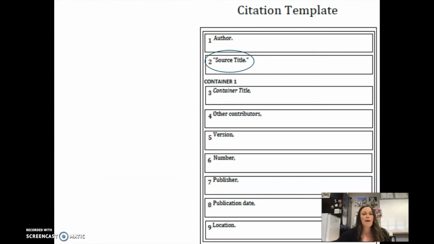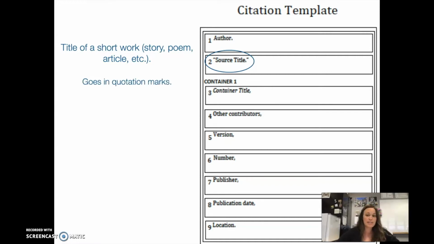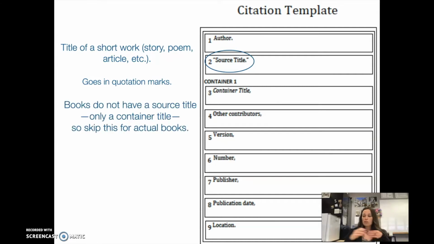The second thing you need to think about is the source title. The source title refers to the title of a short work, so something like a short story or a poem or an article, like from a website. That's the title of the article itself. This goes in quotation marks. It does not get italicized. It goes in quotation marks. Books, actual hard copy books, do not have a source title. They only have a container title, so you would skip the source title for actual books. Then you would end with a period.